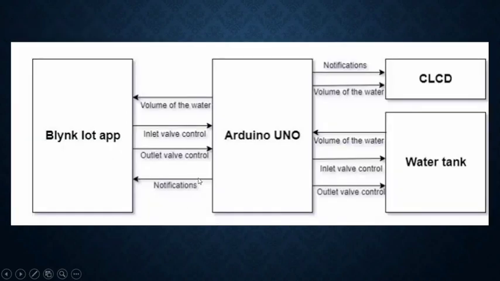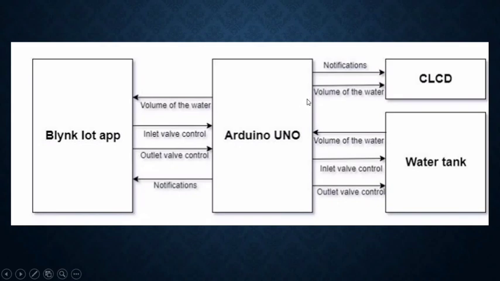This is the block diagram of the Blynk IoT app, Arduino, and water tank with CLCD. Here the Blynk IoT app is connected with the Arduino UNO. The inlet valve and outlet valve are controlled with the Arduino UNO. The Arduino UNO sends notifications to the Blynk IoT app and also reports the volume of the water. These notifications come in the gauge widgets.